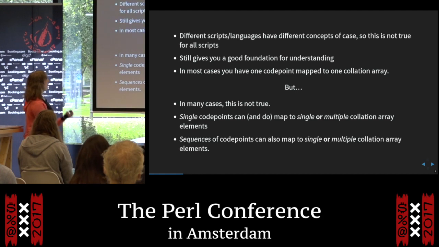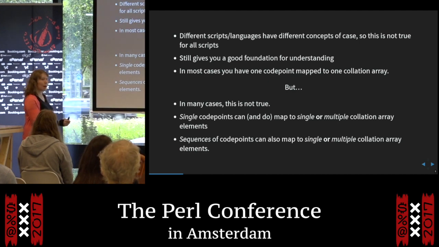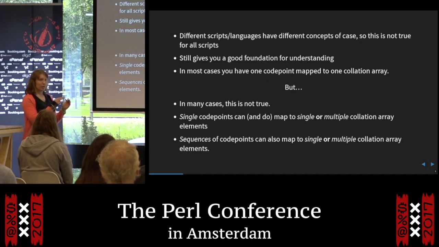Different scripts have different concepts of case, just so I give you a good understanding with the Latin example. In most cases, you have one code point mapped to one collation array, which is primary, secondary, tertiary. But in many cases, this isn't true. Single code points can and do map to single or multiple collation array elements, and sequences of code points can map to a single or multiple collation arrays.